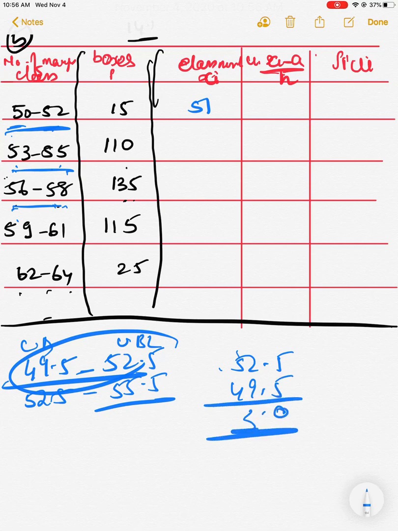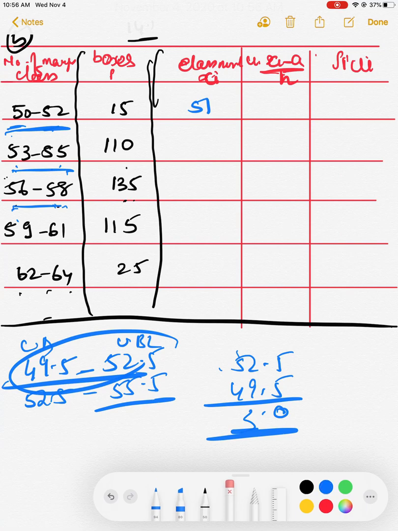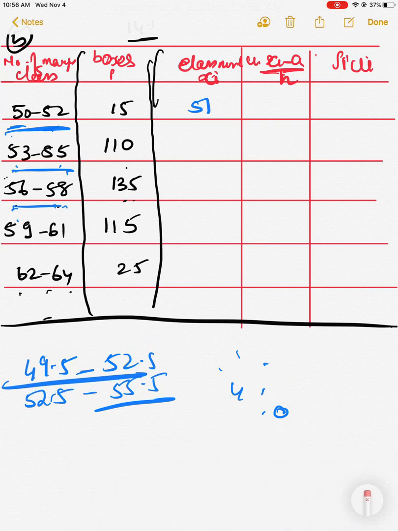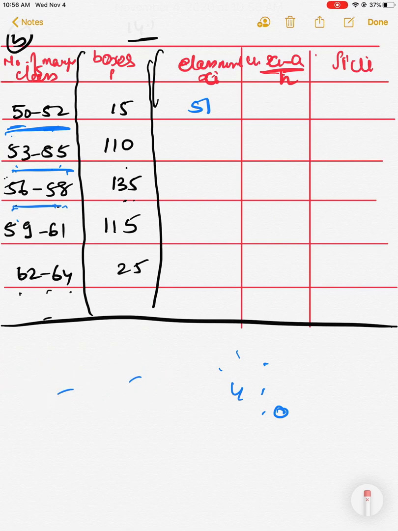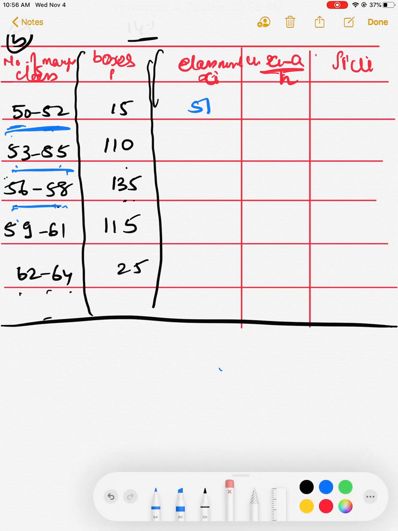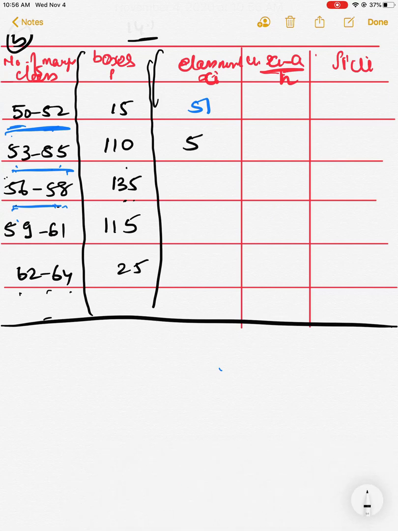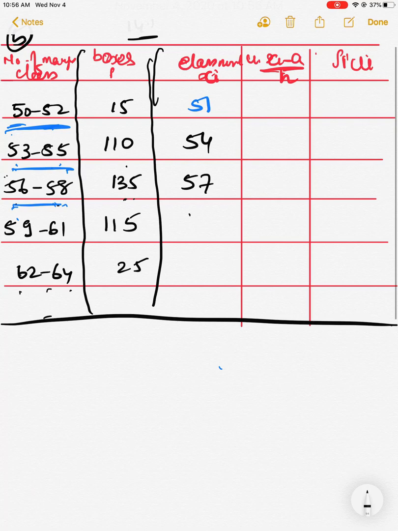So the exact class length or class size is not 2. 52 minus 50 would be 2, but here it is discontinuous, so we have to make it continuous. That is why the class length is 3. The class interval is not 2. So we will be adding 3 for the next ones: 54, 57, 60 and 63. So this is the xi value. Any value we can take, but we will be taking 57 as A.